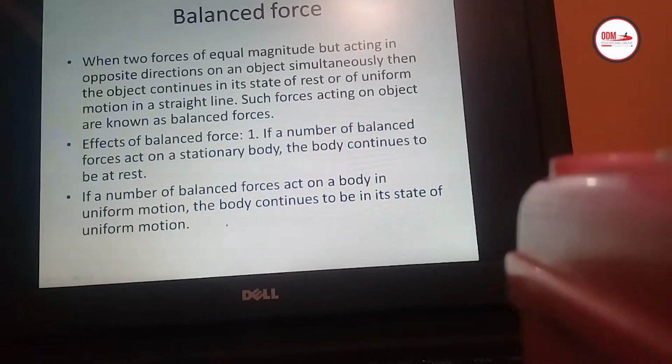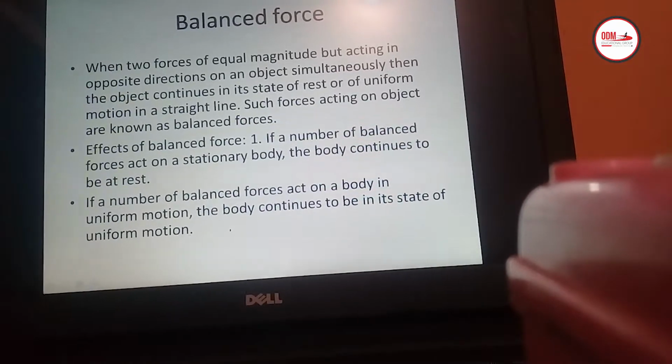What is force and what are the different units of force. So today I will teach you what is balanced force and what is unbalanced force. So children, first of all let me discuss what is balanced force.